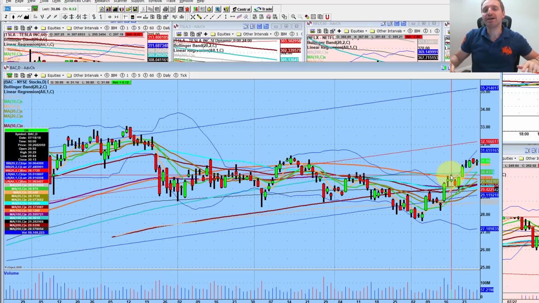Here's the other side of the equation that I actually care about. Again, I don't trade the banks. I don't care about the banks. I trade high beta, right? I trade the feel-good companies.